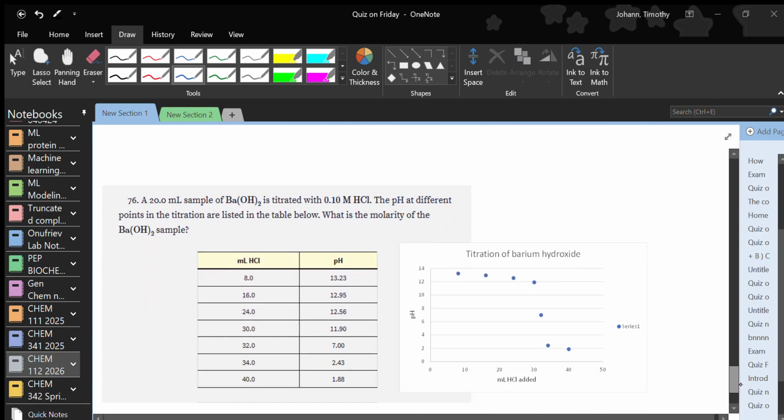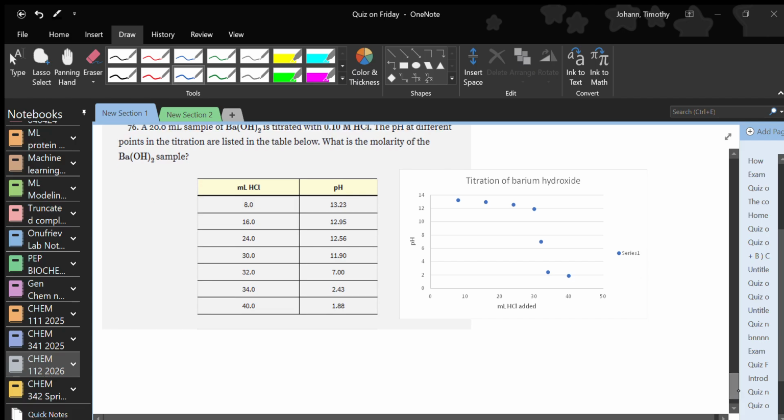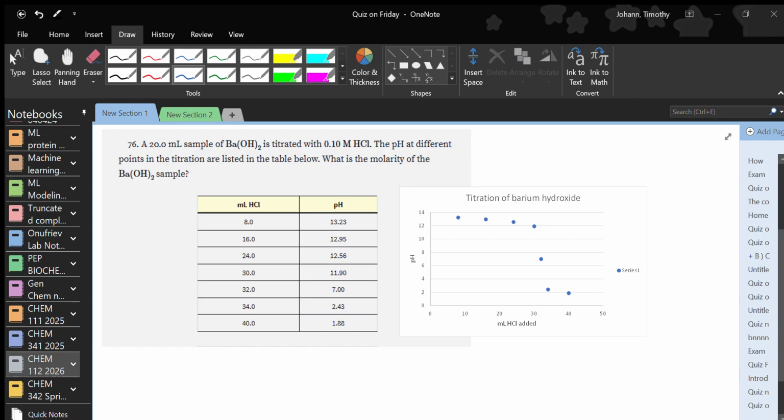All right, final problem for us. So here what they did is they gave data for problem 76 in your book. They said a sample of barium hydroxide is titrated with hydrochloric acid. The pH at different points in the titration are listed in the table below.